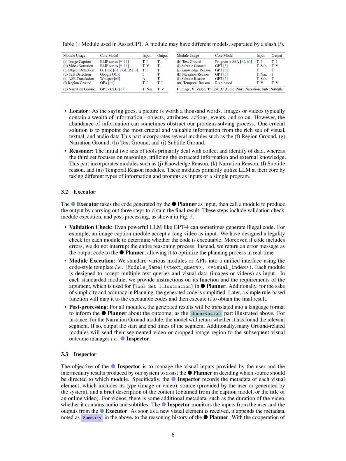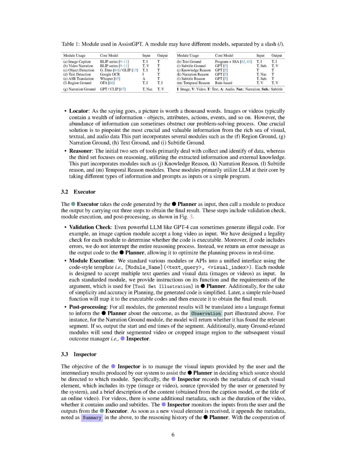The executor takes the code generated by the planner and carries out 3 steps to obtain the final result: validation check, module execution, and post-processing. The validation check ensures that the code is executable and returns an error message to the planner if there are errors. The module execution standardizes various modules or APIs into a unified interface and simplifies the generated code, which is later mapped to executable code. Finally, the post-processing translates the generated results into a language format to inform the planner about the outcome.